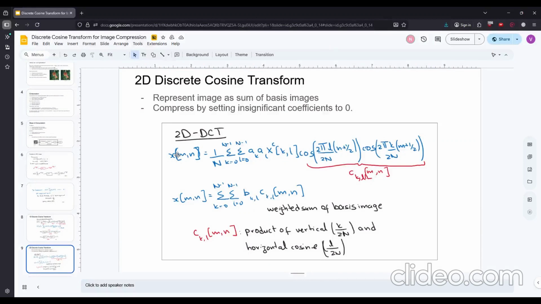The 2D discrete cosine transform can be used for compressing images. The idea is the same as before, where we represent a 2D image as a weighted sum of basis images and set insignificant coefficients to 0. In the expression, we can see a 2D signal expressed as a weighted sum of cosine functions. The weights are the discrete cosine coefficients. The basis images are the product of vertical and horizontal frequency cosines.